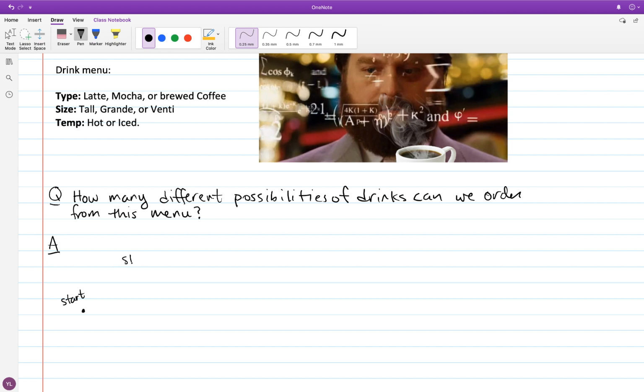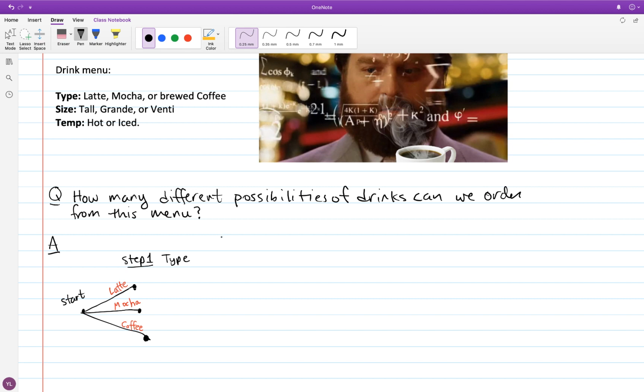So step number 1 is we're going to decide on the type. And at this stage, I have 3 different choices, apparently, in this reduced menu. I can either have a latte, a mocha, or just plain old brewed coffee. So that's 3 possibilities. Write them here.